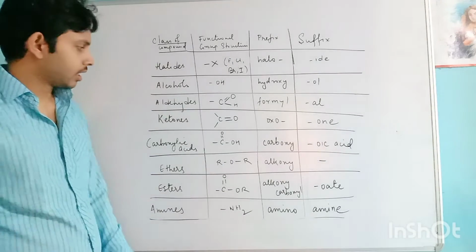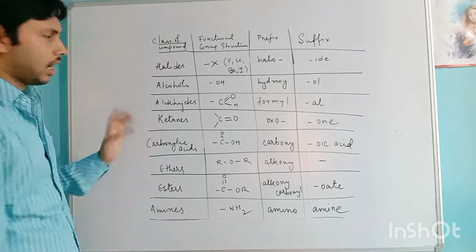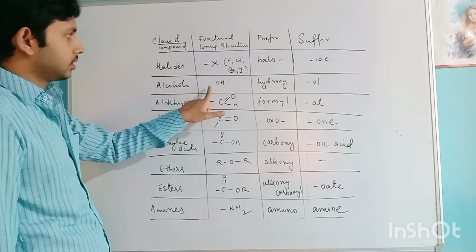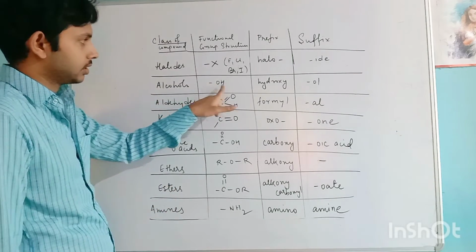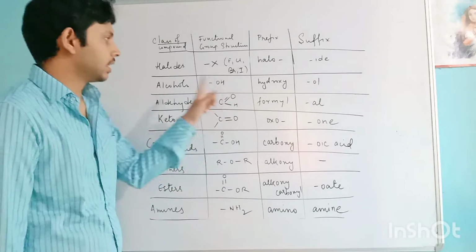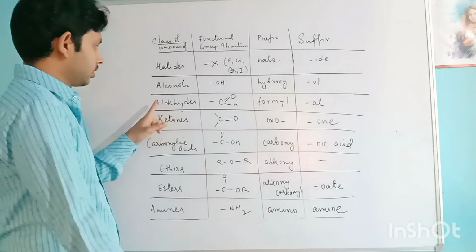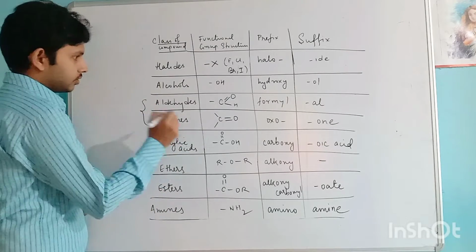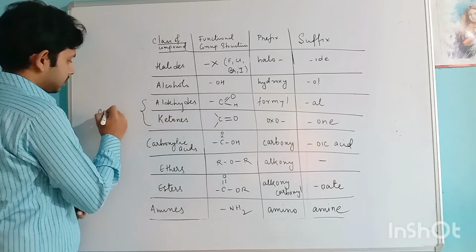There can be more. I have written some, the main ones. For alcohols, the functional group is OH, meaning when OH is present, it is an alcohol. Aldehydes and ketones are together called the carbonyl groups.